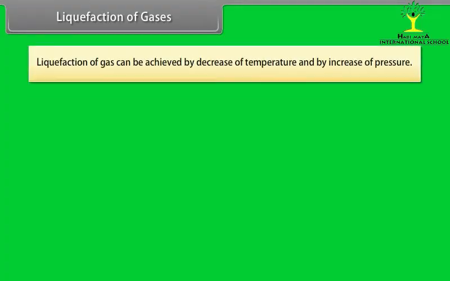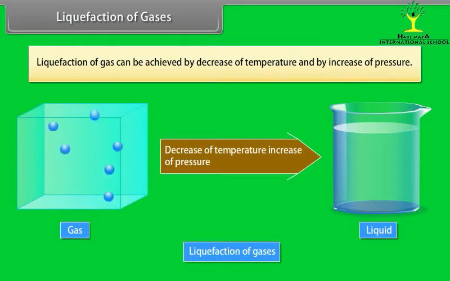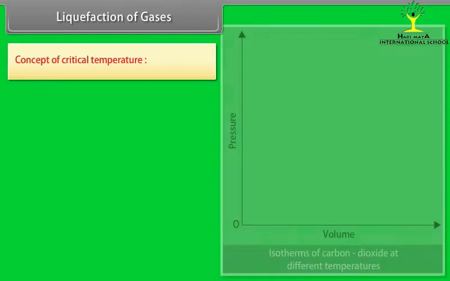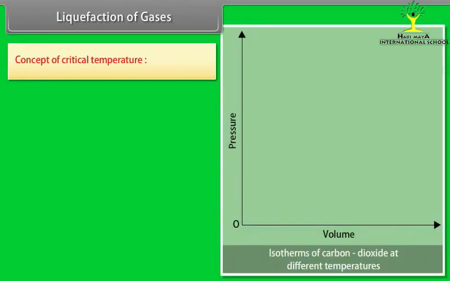Liquefaction of gases. Liquefaction of gas can be achieved by decrease of temperature and by increase of pressure. Concept of critical temperature. At a low temperature of 13.1 degrees Celsius, CO2 exists as gas at low pressure as shown by point A. As the pressure is increased, the volume of gas decreases along the curve AB. At point B, liquefaction starts. Hence, volume decreases rapidly along the line BC. At the point C, the liquefaction is complete.